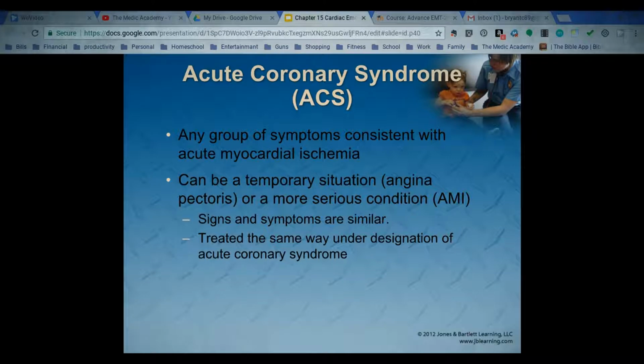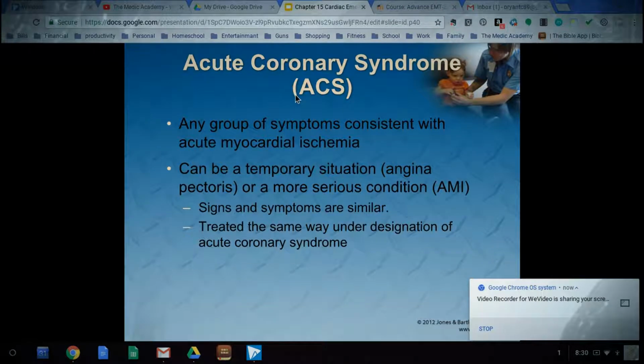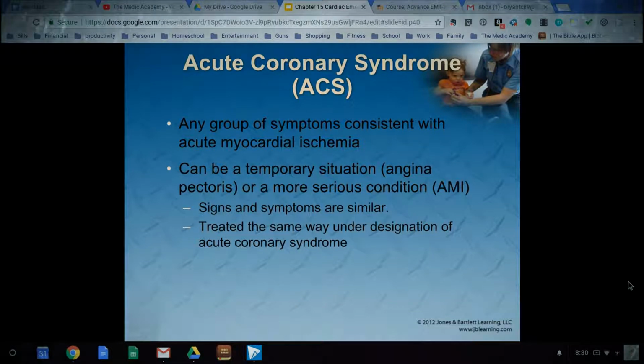All right, now that list of symptoms I just talked about and said that we'd get to later, well, now is later. And those symptoms are listed with acute coronary syndrome, or ACS. Now, acute coronary syndrome is any group of symptoms that is consistent with myocardial ischemia. And these can be a temporary situation in instances such as angina pectoris, or it can be a more serious condition such as the acute myocardial infarction we just spoke about. It can be hard to differentiate between the two because their signs and symptoms are very similar. They're treated in the same way under the designation of acute coronary syndrome.